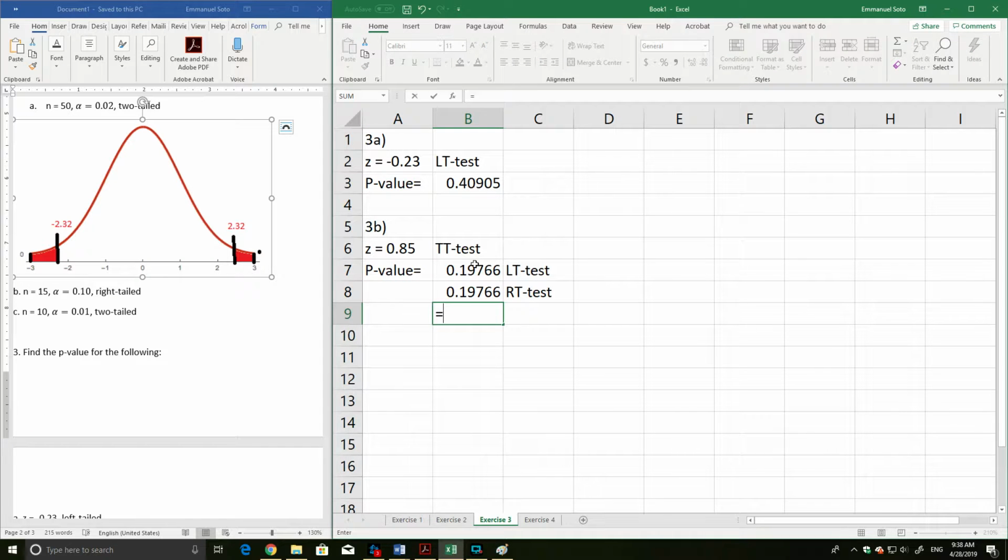Now, since we're doing a two-tailed test, we're going to have to double our results here. So I'm going to double the results that I get for my z. I can use either function, it doesn't really matter. So I'm going to double it and I get this answer. So this answer is my answer for the p-value here, because we're looking at a two-tailed test. Okay, but I wanted to show you how to do it for the various tests. So that's my answer for 3b. Now let's go to 3c.